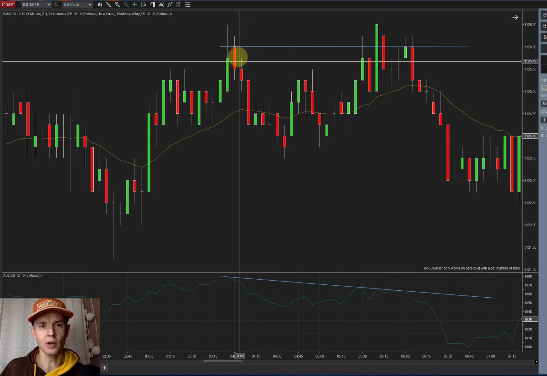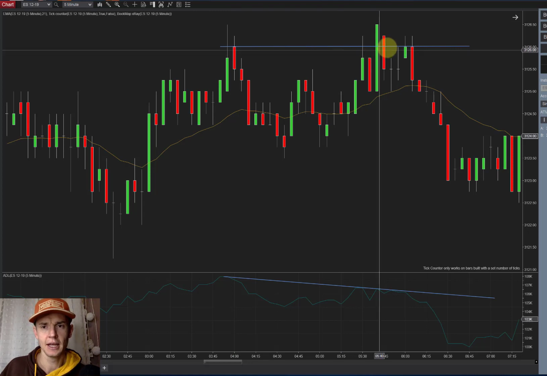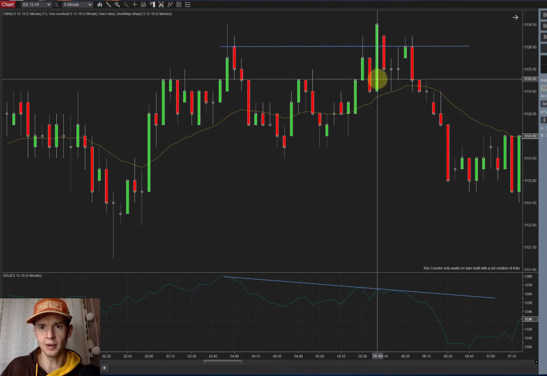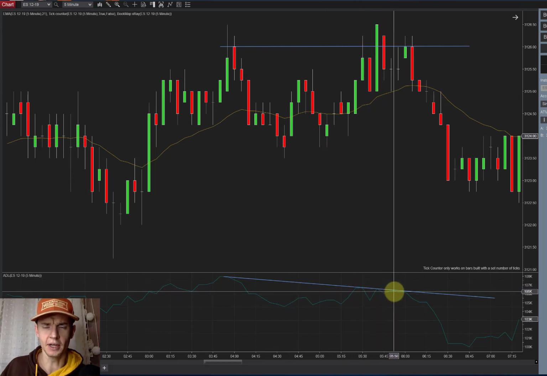Because you're saying, well, this previous high could be an area of resistance, but I don't know if it's going to be. This looks like a super bullish bar. Maybe it's going to break through, but the ADL is giving you that warning that maybe it doesn't have the volume to push through, that maybe things are getting weak.